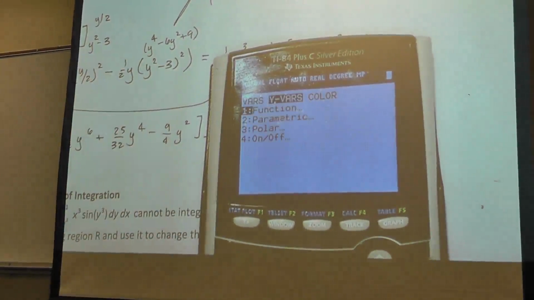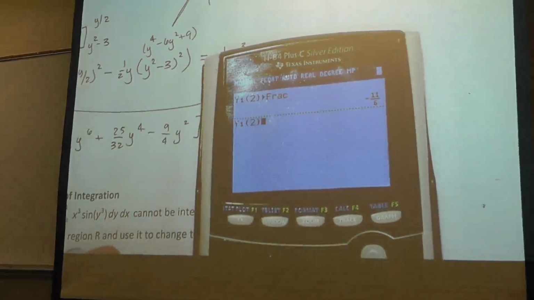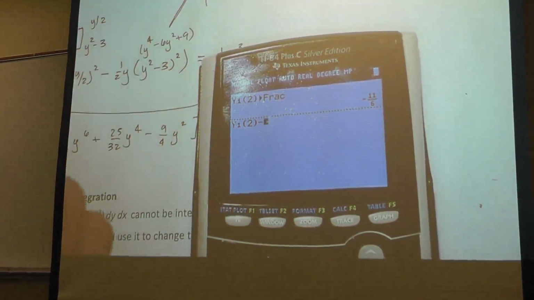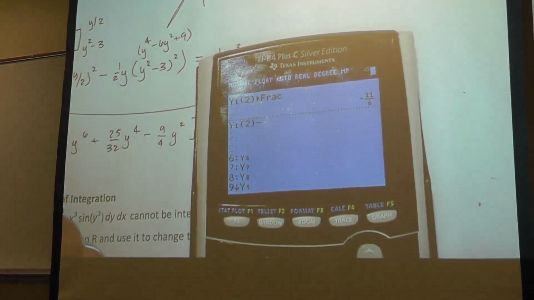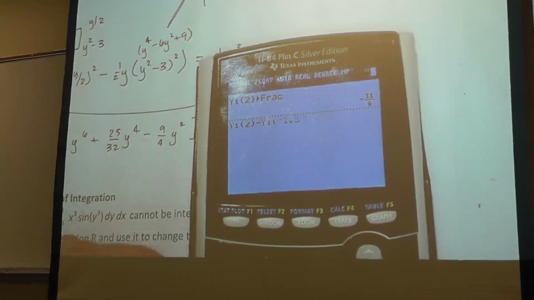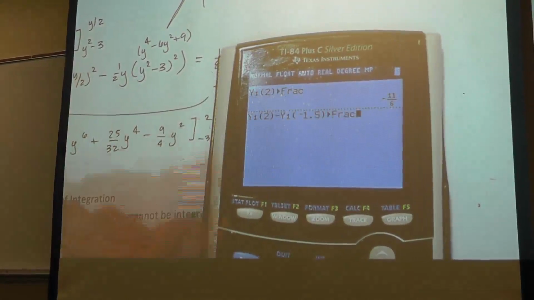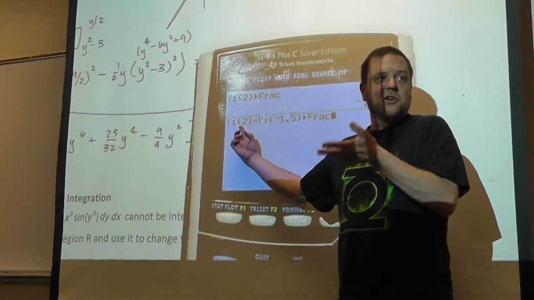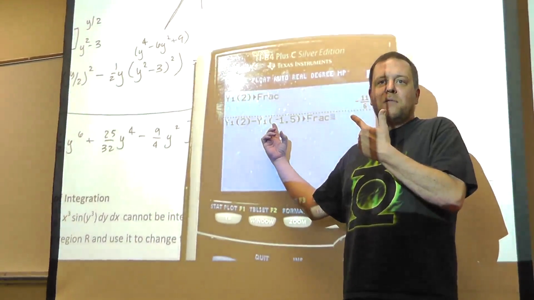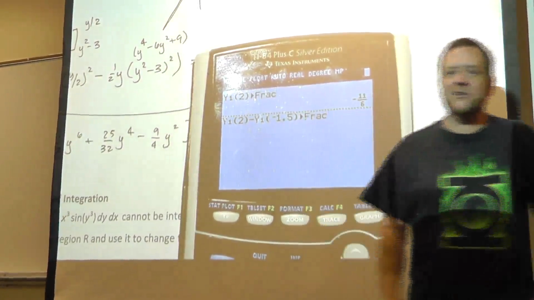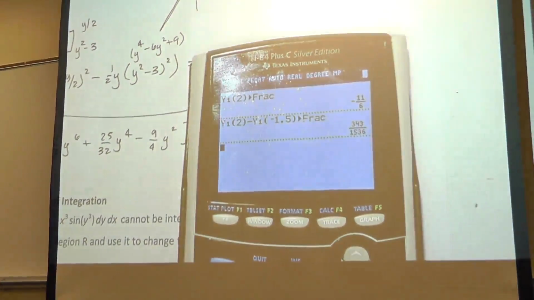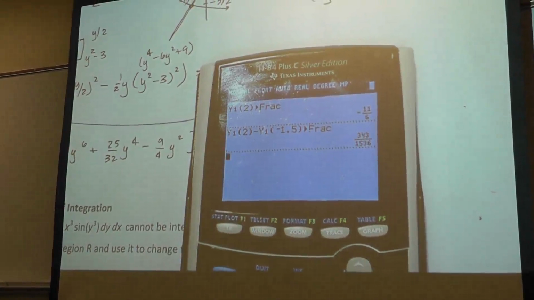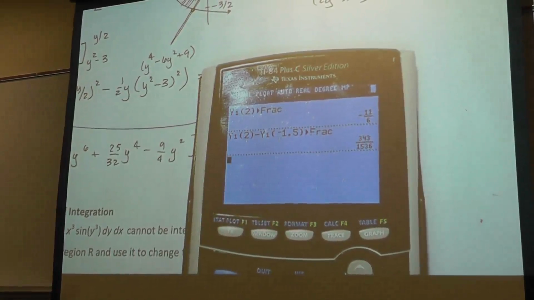You can go Y vars, function, Y1, evaluated at 2, minus, you gotta do it again though. For every access of Y1, you gotta go through that whole subroutine. Vars, Y vars, function, Y1, evaluated at negative 1.5. And then again, you can tag it with a fraction if you're anticipating a rational number. But that way, it does the same thing. It inputs 2 into your antiderivative, subtracts an input of negative 1.5 in your antiderivative. It'll turn into a rational number if it is rational. And yeah, so 343 over 1536 should be the value of that double integral. Okay?